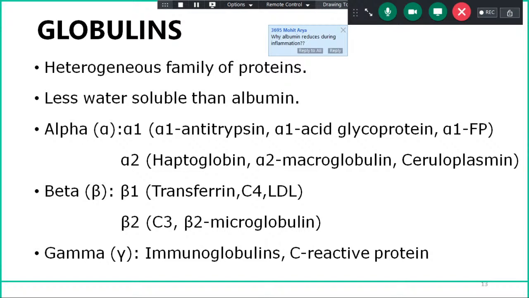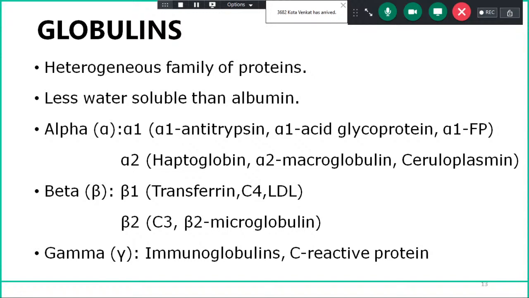Why is the albumin reduced during inflammation? What happens during inflammation is that the function of the liver is getting affected, and so its synthesis in the liver is decreased. That is why the albumin is decreased in infections. Also, catabolism is increased during infection and trauma, and that also leads to a decrease in albumin.